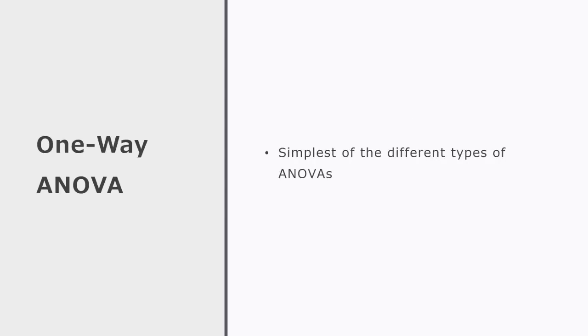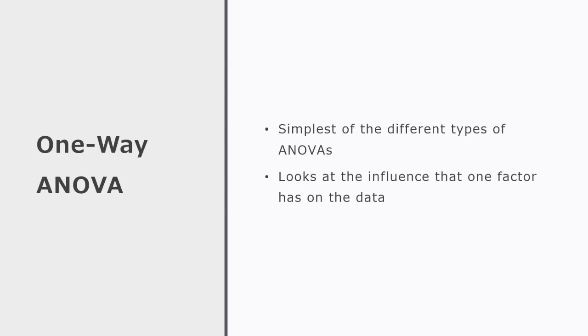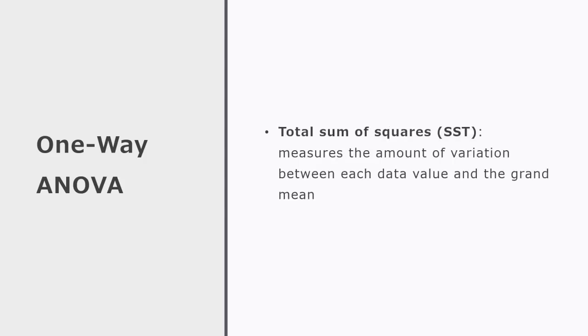Now, we're going to talk mainly about one-way ANOVAs, and these are the simplest of the different types of ANOVAs. They look at the influence that one singular factor has on the data. Now, a few of the different things that will pop up when we run a one-way ANOVA in Excel that I want to focus on here.